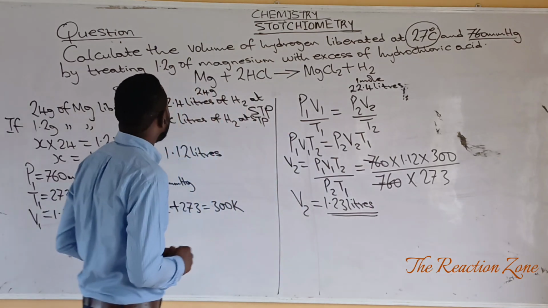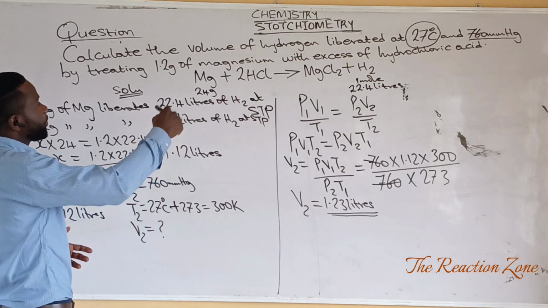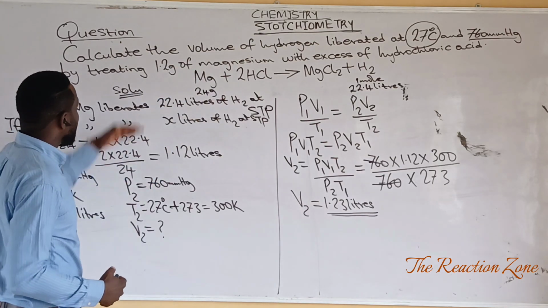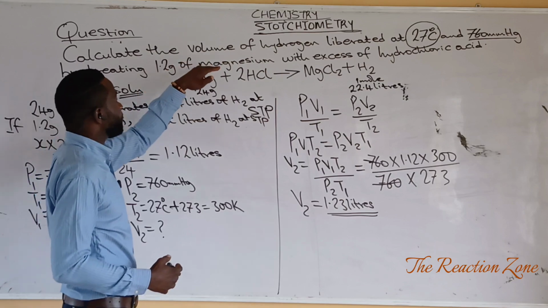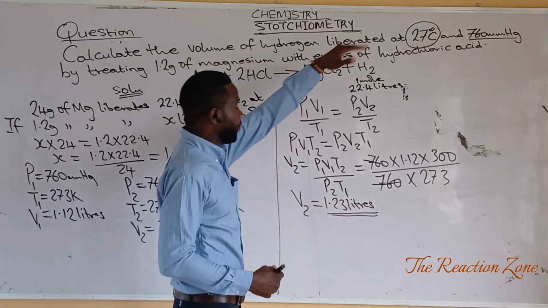So this means that the volume of hydrogen liberated at 27 degrees Celsius and 760 millimeter mercury by 1.2 grams of magnesium, when it is reacted with excess of hydrochloric acid, will be 1.23 liters.